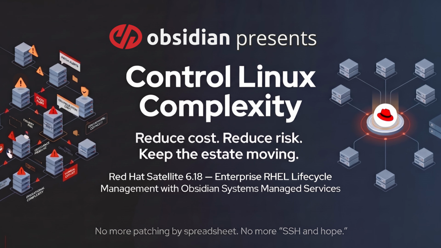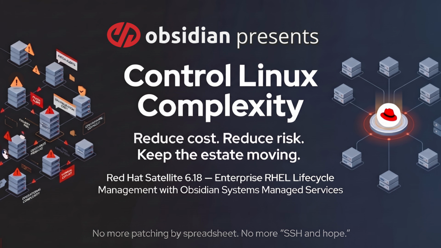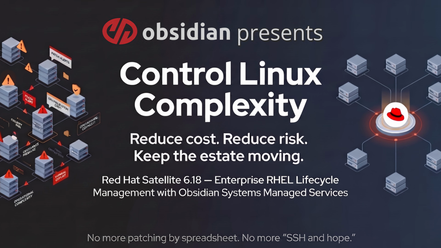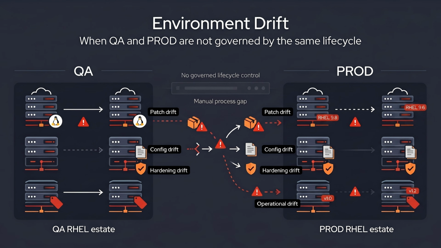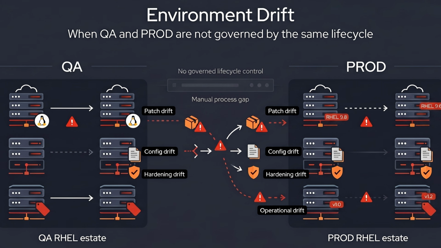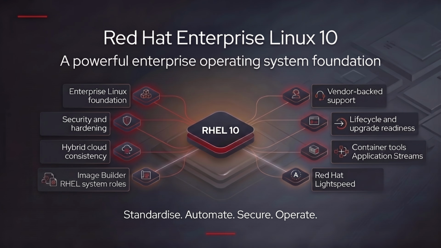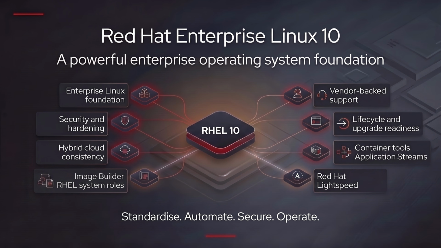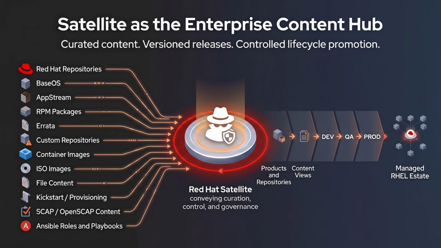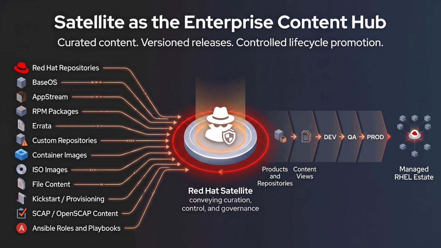As Linux estates grow, operating standards can slip. More servers, more patches, more risk, and every team knows the line, QA and production are the same. But in the real world, it often isn't true. Red Hat Enterprise Linux gives you a trusted, stable foundation, and Red Hat Satellite gives you the control plane to manage the full life cycle.